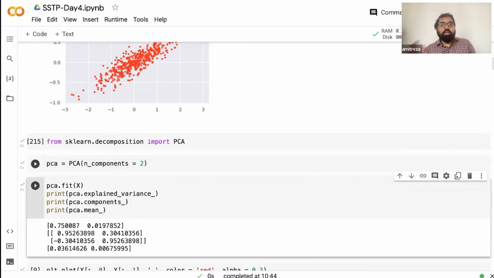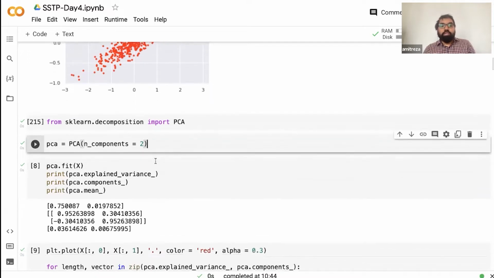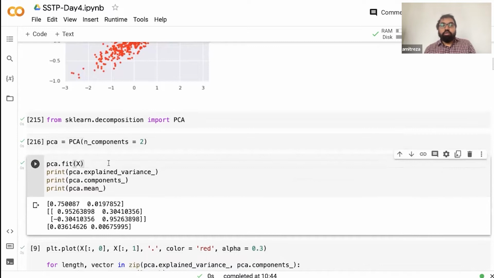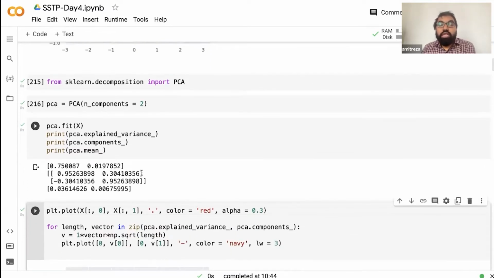So I just calculate the principal components. It is just calling that specific function PCA with two components. Once you call this model, then you need to fit your data, so that's what I'm doing here. Once you fit the data, what information are you getting? First of all, you're getting the PC components, the two that you can see. It is a 2x2 matrix. That means it has two vectors, right? And both vectors are two-dimensional, right?